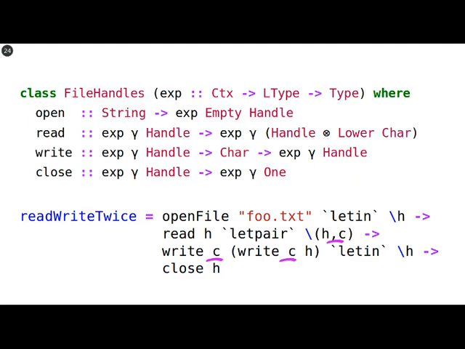But there's a problem here. These types don't actually line up. What we get out of the read is a linear expression of type lower char, but we want to give just plain characters as the input to write. So in order to do that, we're going to look at this interface that we had between Haskell and our linear DSL.